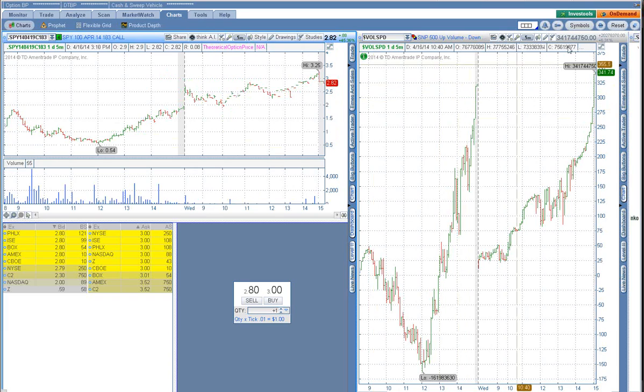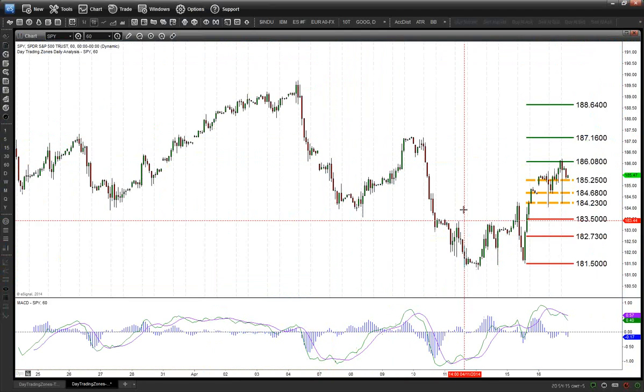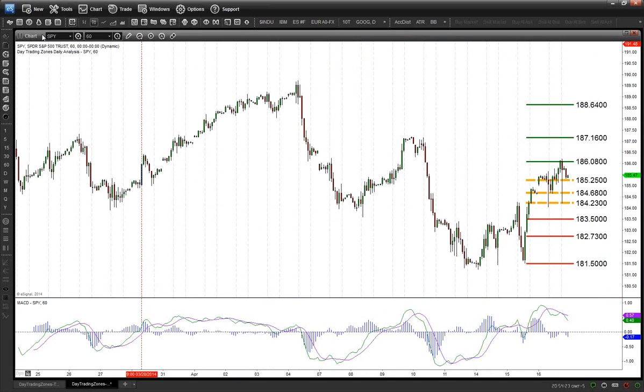So again, it's all about support and resistance. But overlay support and resistance on the trade navigator with the right strategy. When you understand that, guys, you understand everything.